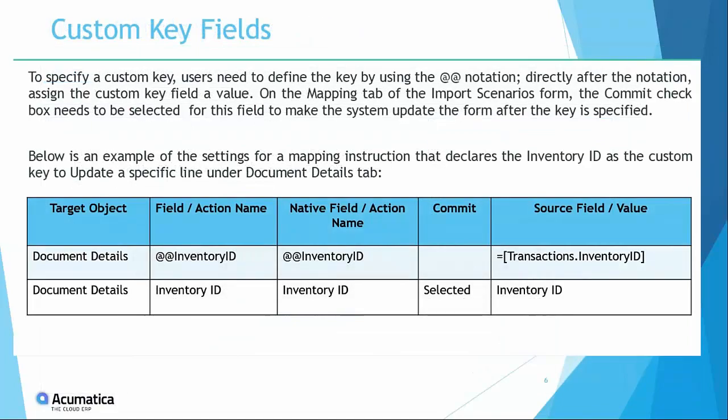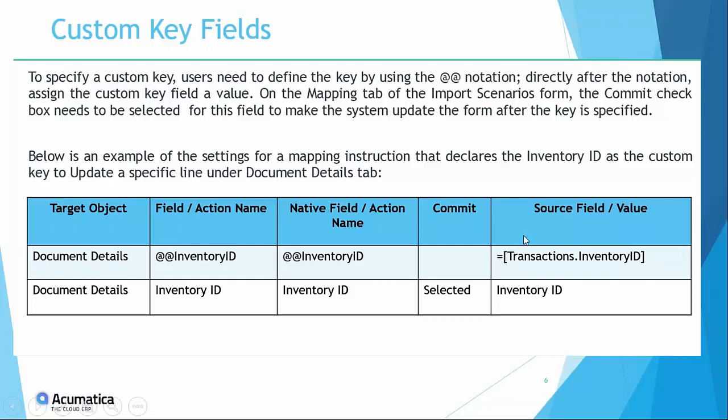The next one is the custom key fields. To specify the custom key fields, you need to define the key by using the add notation directly after assigning the custom field to a value. On the mapping tab of the import scenarios, we need to select commit for this field to make the system update the form after this key is specified.